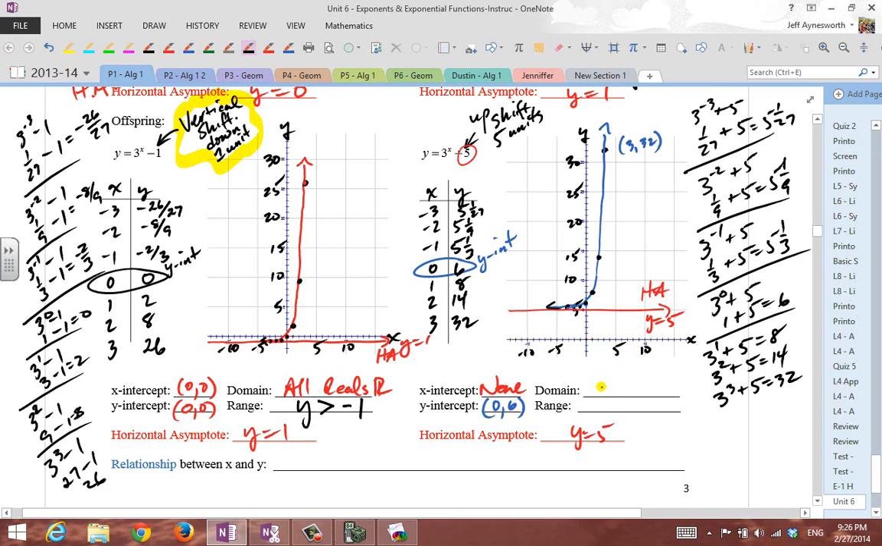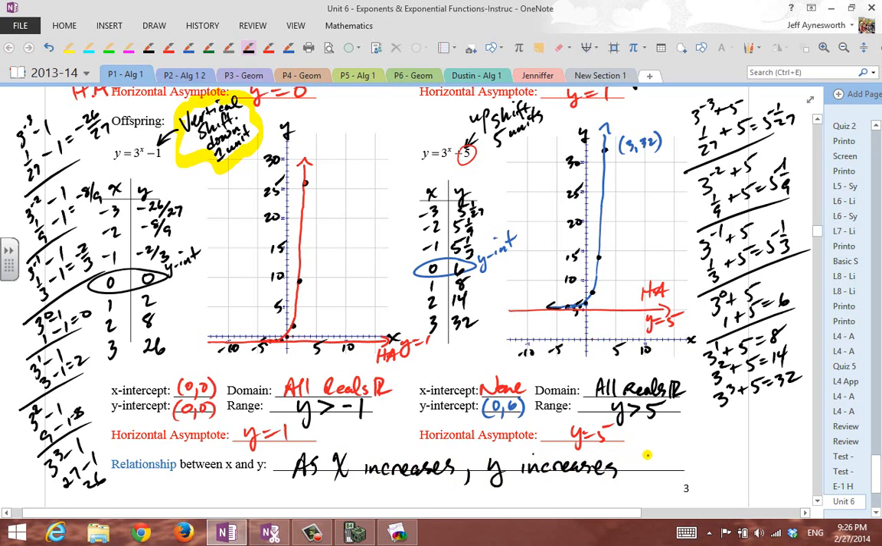The domain is the set of all reals again. You can take 3 to any power you want. Range, greater than 5 now. Y is greater than 5. So what's the relationship overall? Here's the basic idea. As x increases, y increases exponentially.